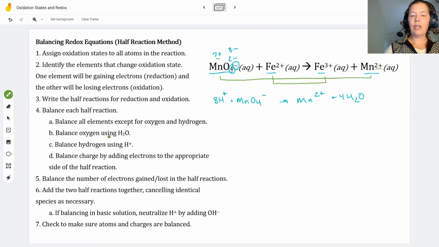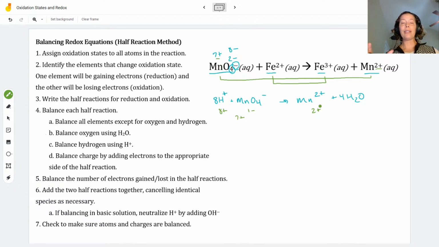Maybe I'll switch colors here. So on my reactant side, I have, this is +8, and this is 1 minus, so I have an overall charge here of 7+. And over on my product side, I only have manganese +2 that has any charge, so my overall charge here is 2+. So you can see that my charges on my reactant side and my product side are not balanced. Now, I can only add electrons, but I can add them to the reactant side or I can add them to the product side.